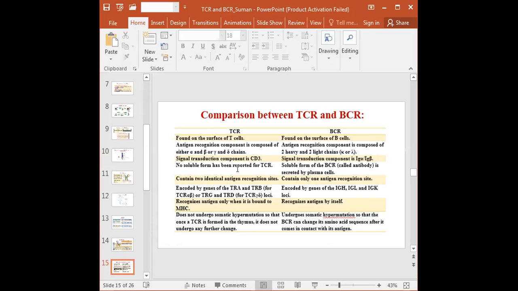Here you can see that they are encoded by different genes. The BCR is encoded by IgH, IgL, and IgK loci. The BCR recognizes the antigen itself, but the TCR recognizes the antigen only when the antigen is complexed with MHC. And TCRs do not undergo any somatic hypermutation, but the BCRs undergo somatic hypermutation, so that the BCR can change its amino acid sequence after it comes in contact with the antigen. That's all.